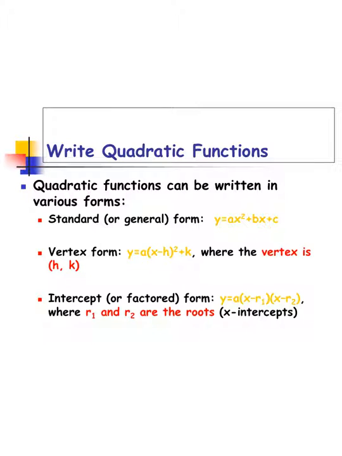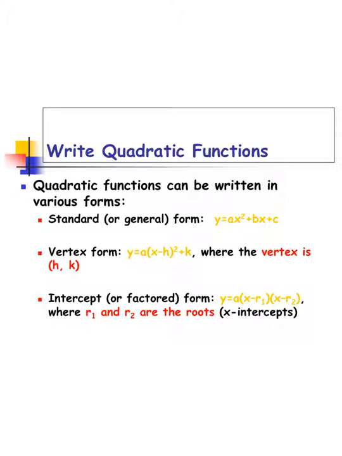Okay, so let's review what our three different forms are for quadratics. We have standard form, which is y equals ax squared plus bx plus c. We have vertex form, which is y equals a times x minus h quantity squared plus k, and that's where the vertex is (h, k). And then we also have intercept form, which is also called factored form, and that's y equals a times x minus r1 times x minus r2, where r1 and r2 are the roots, which are the x-intercepts.